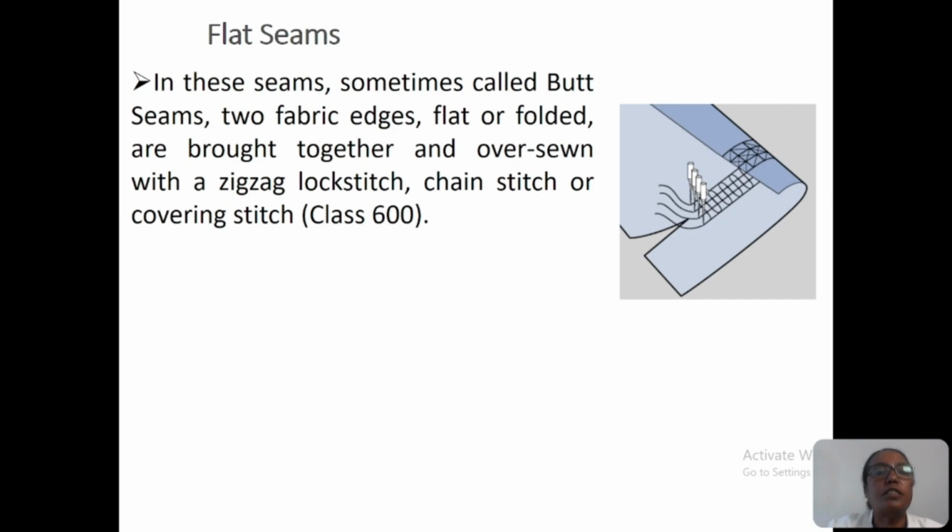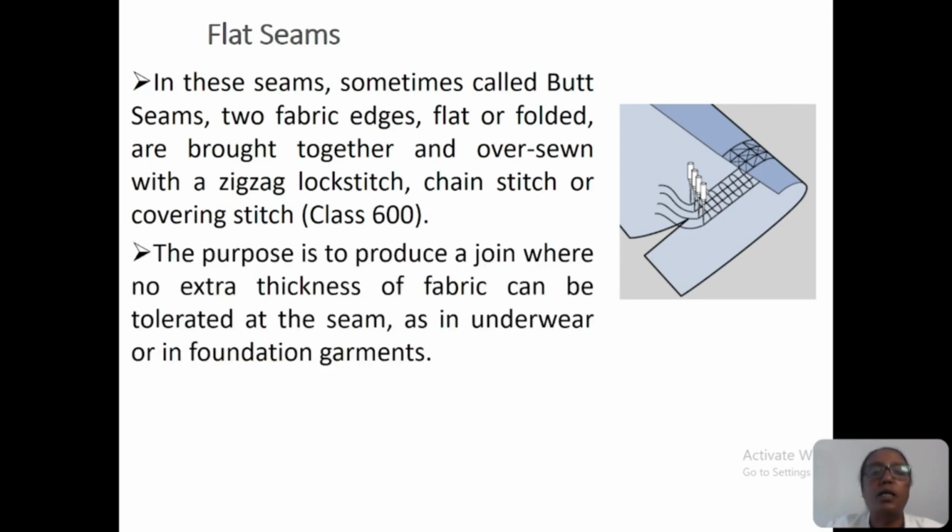You see the first one, a flat seam, sometimes called a butt seam. Two fabric edges, flat or folded, are brought together and overedged with a zigzag, lock stitch, chain stitch, cover stitch or class 600. This flat seam should be done with a zigzag, lock stitch, chain stitch, cover stitch or class 600.